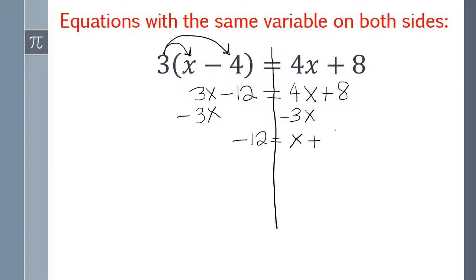So every time I need to move a variable, a term, or a number from one side to the other, I have to do the opposite operation to be able to move it. Now, this is a one-step equation. All I need to do is to take away 8 from both sides, and I'm going to end up with negative 20. And that's the final answer.